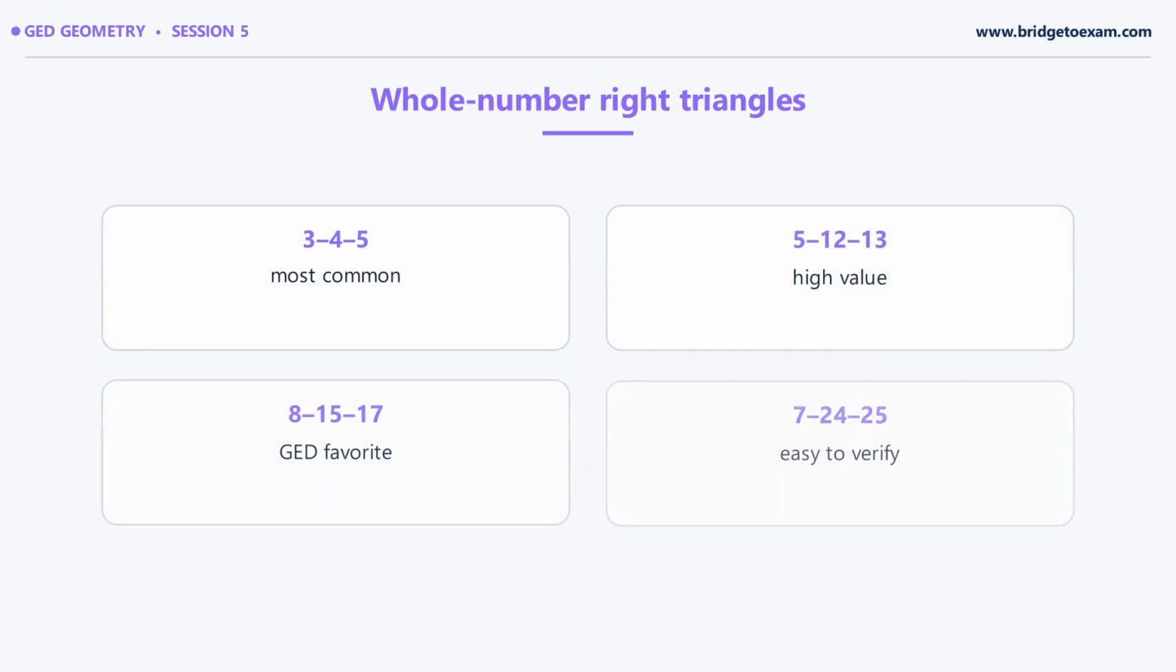Welcome to Session 5. A Pythagorean triple is a set of three whole number side lengths that satisfies the theorem. Recognizing a few common triples can turn a long calculator problem into a quick answer. Recognition is a shortcut, not a guess. So we will also verify and scale triples correctly.